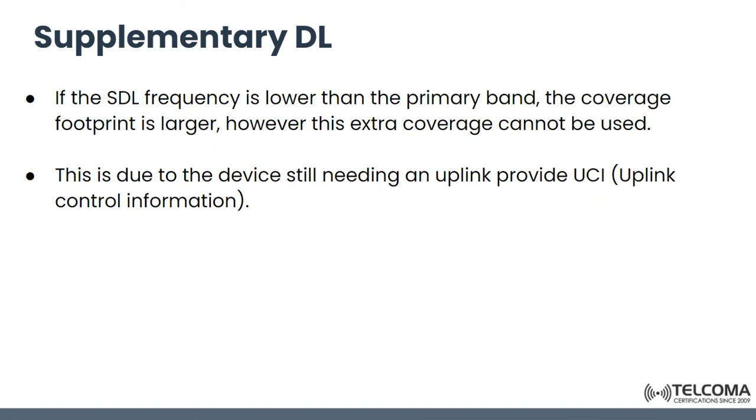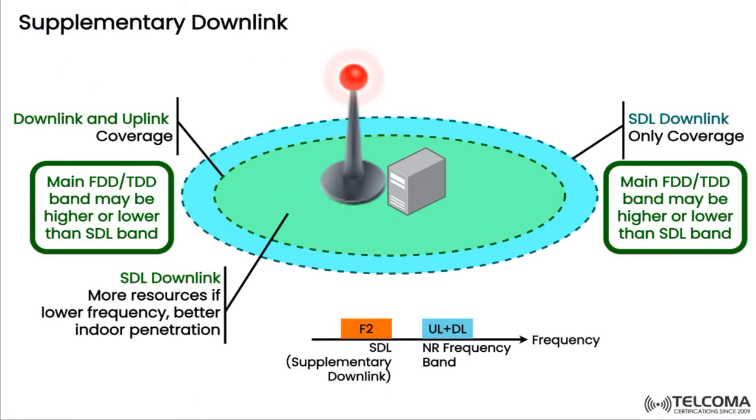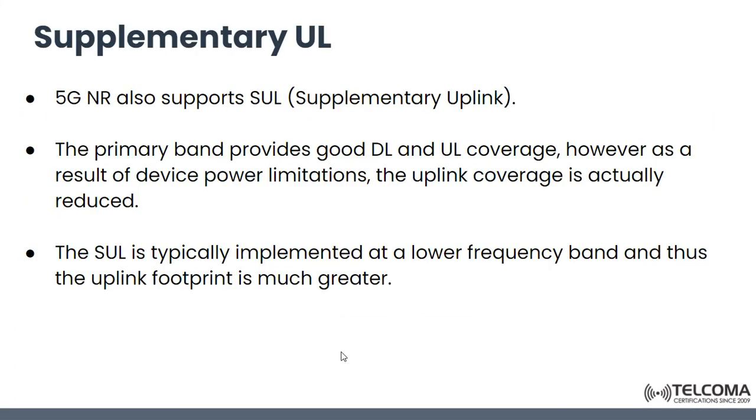Now suppose you have a primary band and then you have an SDL band also. If the SDL frequency is lower than the primary band, then the coverage footprint will be larger, but the extra coverage cannot be used. Why? Because the device needs to provide uplink control information. This is SDL. We can see here the uplink and the downlink coverage, the green color bar. Now this is the main FDD TDD NR band, and then F2 is the supplementary downlink band.